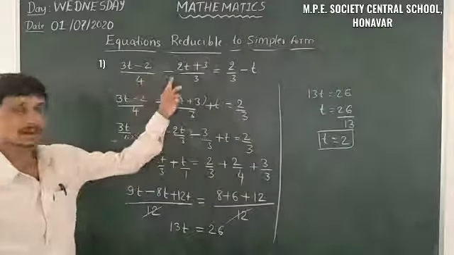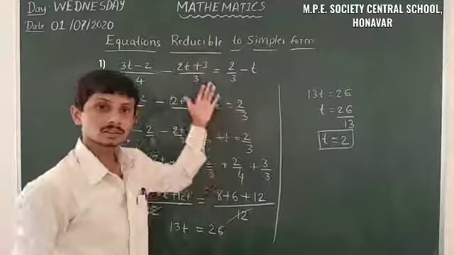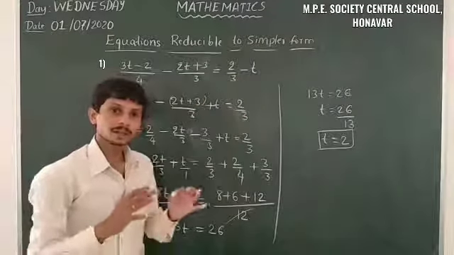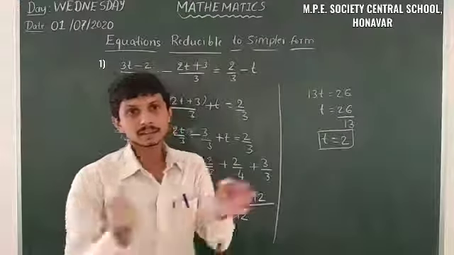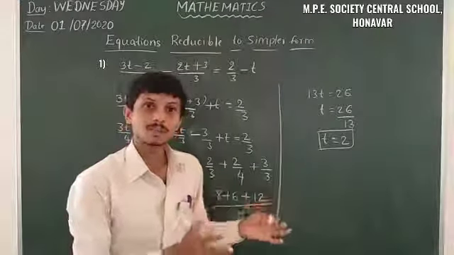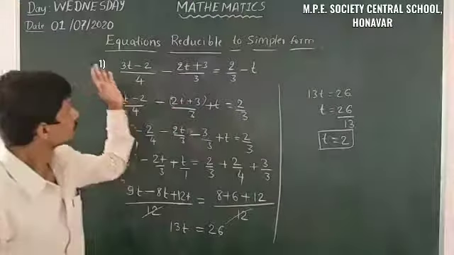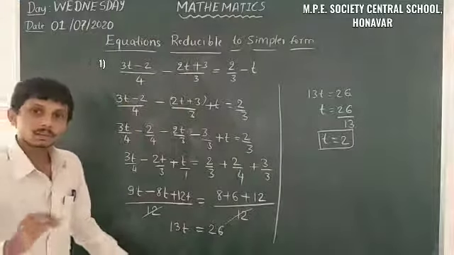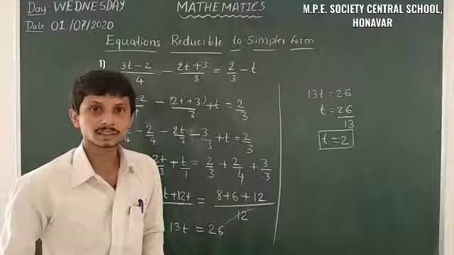(3t minus 2) by 4 minus (2t plus 3) by 3 is equal to 2 by 3 minus t. So we have to simplify by transposing all the numbers to one side and variables to one side. We already discussed this in the last classes. So this is the method to solve problems like these. So let us move on to the next problem.